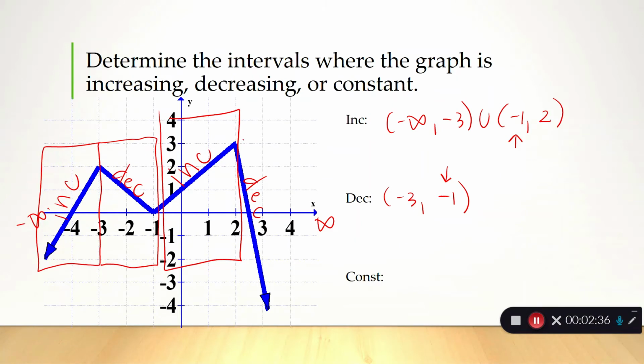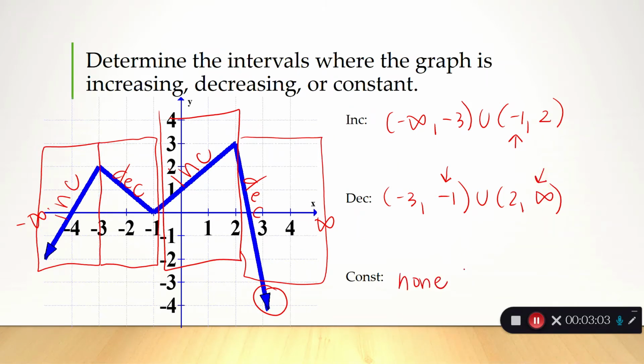And then finally, we decrease for the whole entire rest of the graph. So from x equals 2 to x equals infinity, because this is an arrow here. It is pointing down, but we're using x values, so it's pointing to the positive infinity side of the graph. The graph never flattens out anywhere, so there is no constant interval.